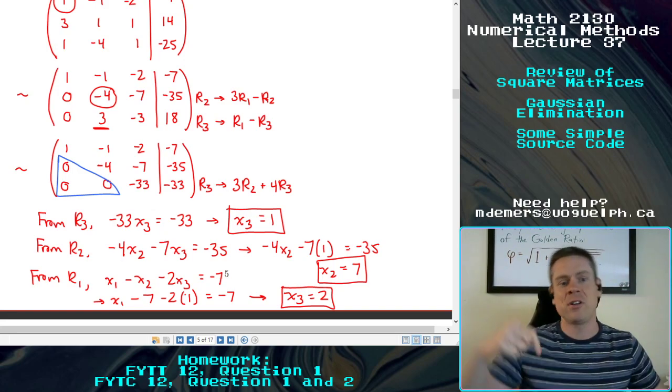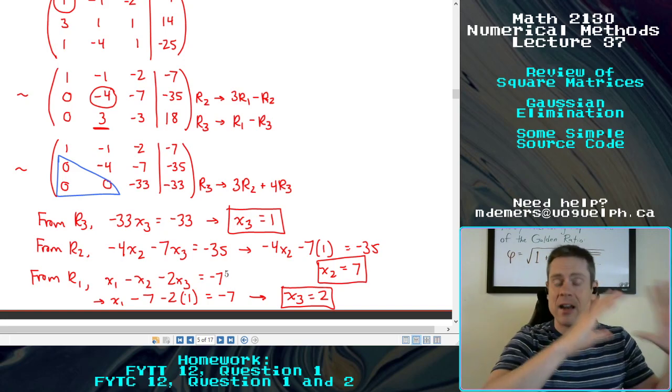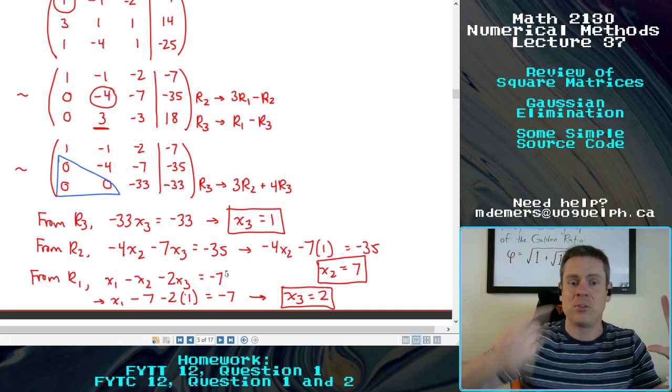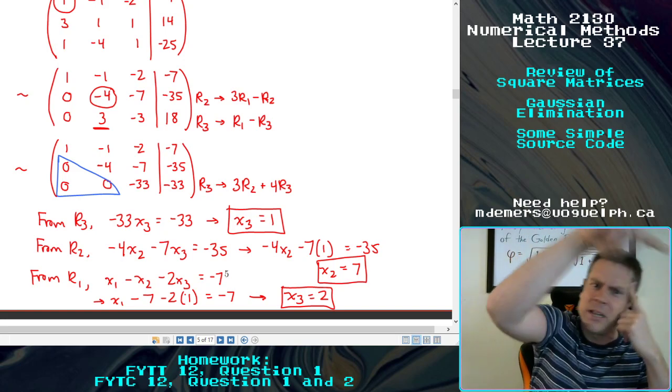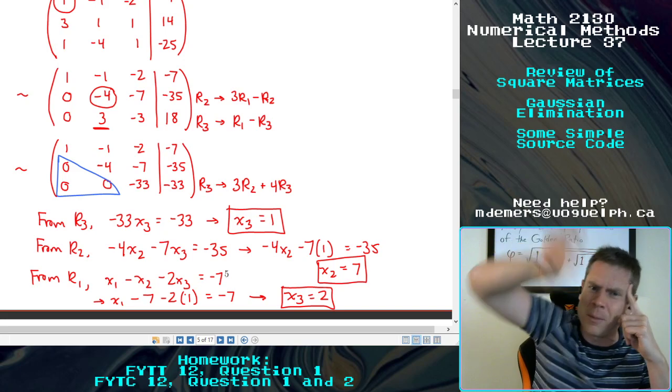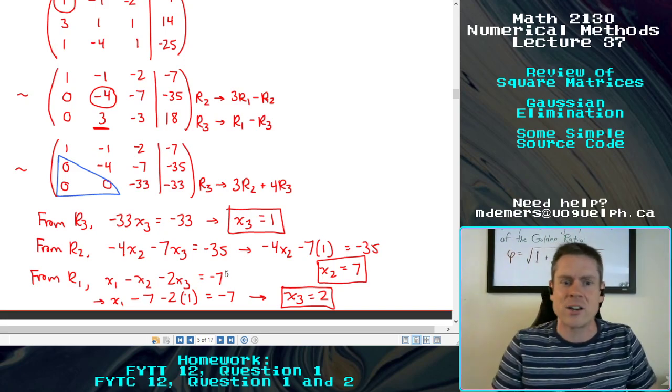Once we're at a solution, or once we're at that row echelon form, we have to do the back substitution steps, which then is also going to take some coding that needs to read the different numbers of the matrix and do the necessary divisions and subtractions and so on.